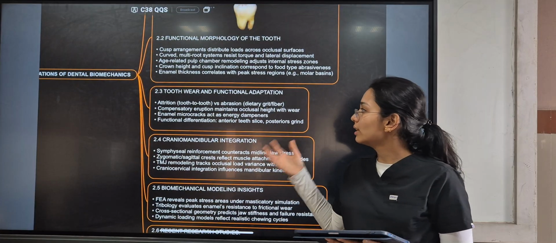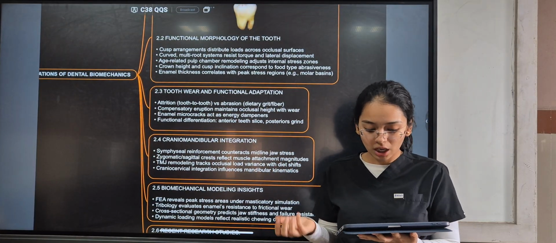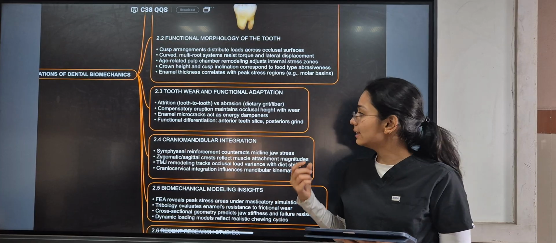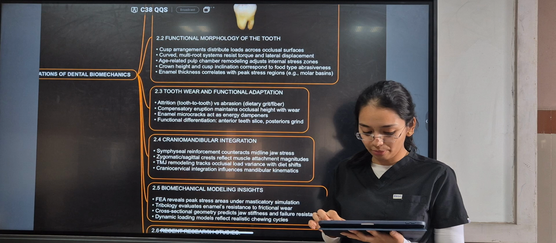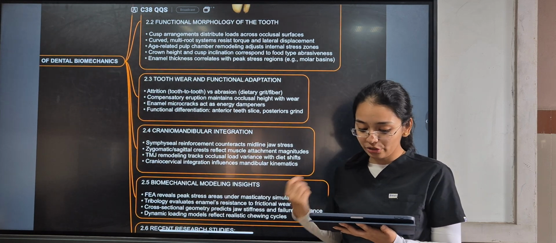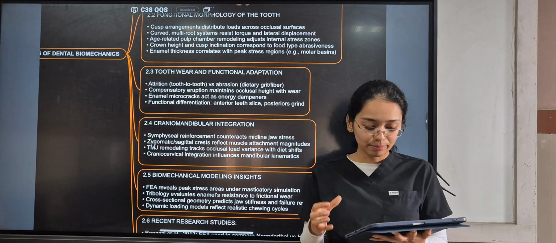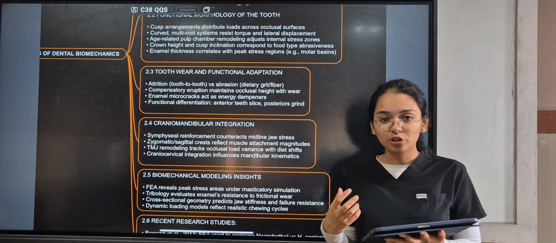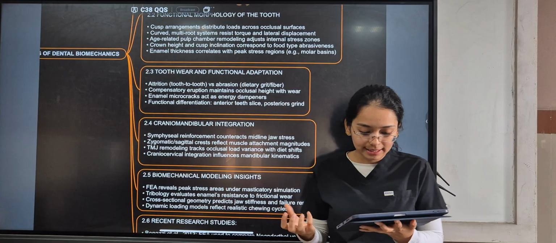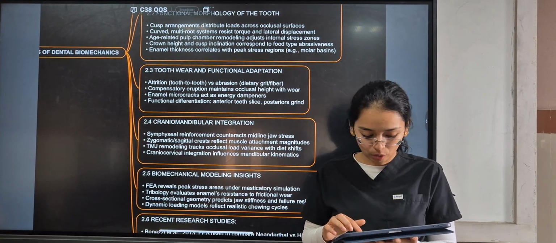Attrition versus abrasion: attrition is tooth-to-tooth contact, and abrasion is caused due to dietary grit or the fiber seen in the food. Compensatory eruption maintains occlusal height with wear, and enamel microcracks act as energy dampeners. In functional differentiation, the anterior teeth slice and the posterior teeth grind, as we all know.